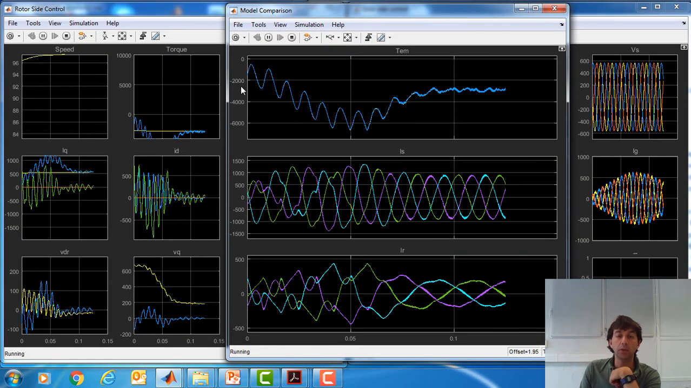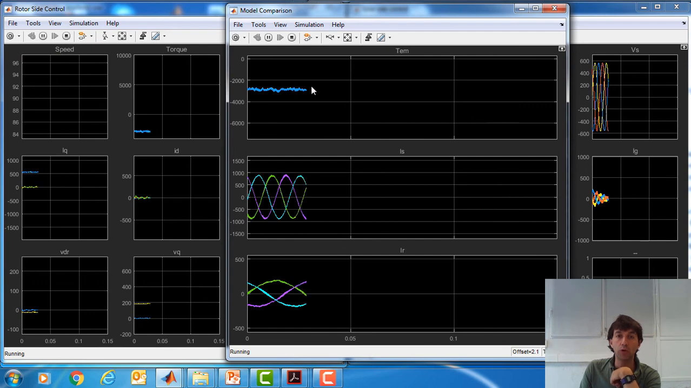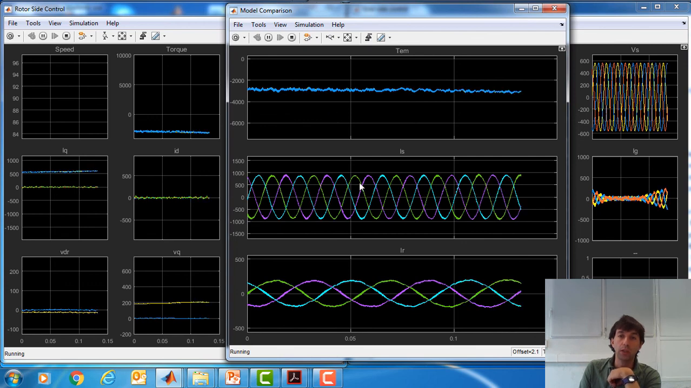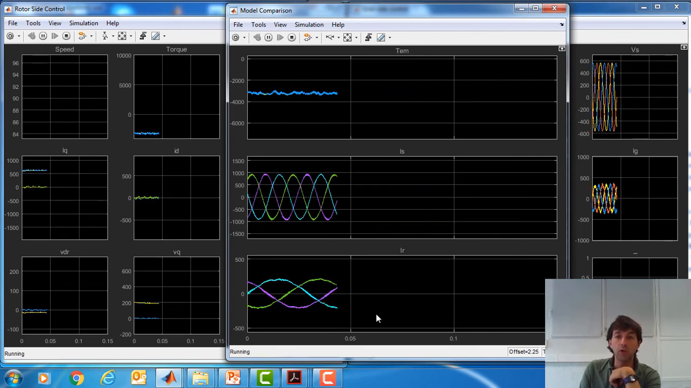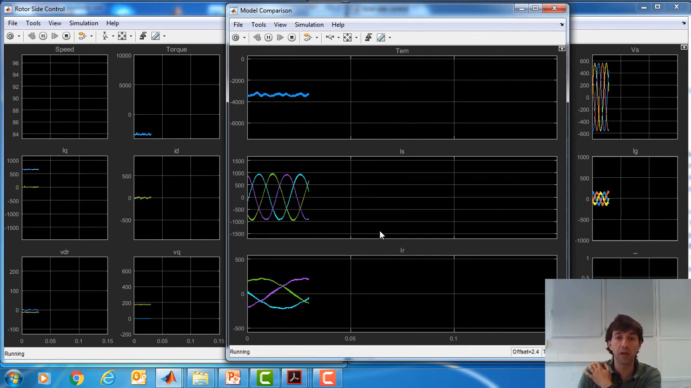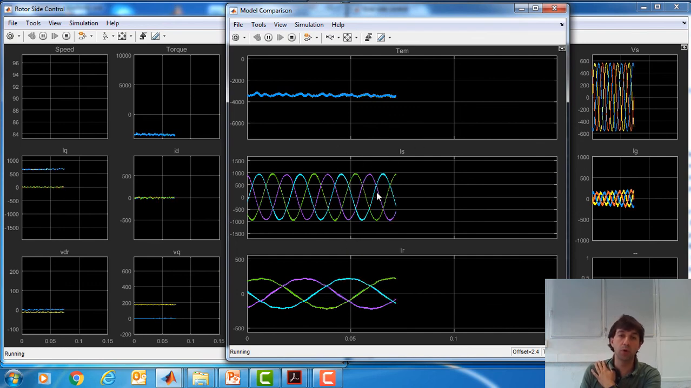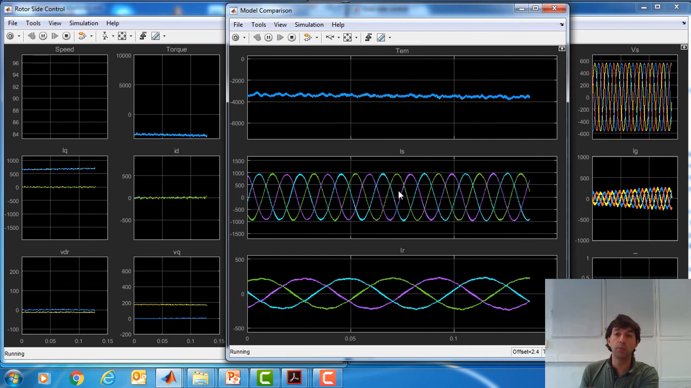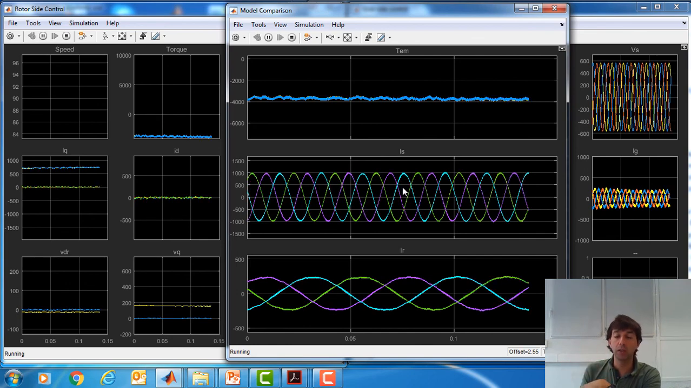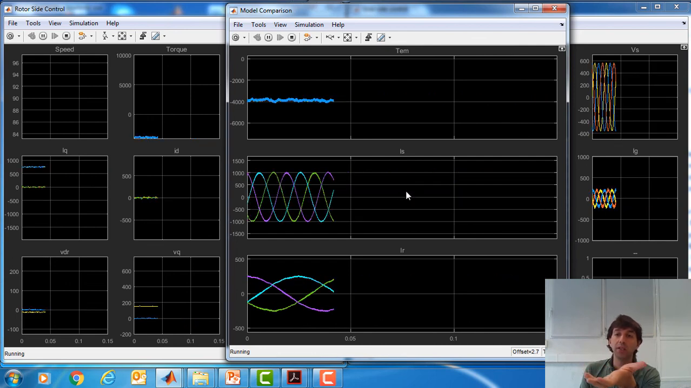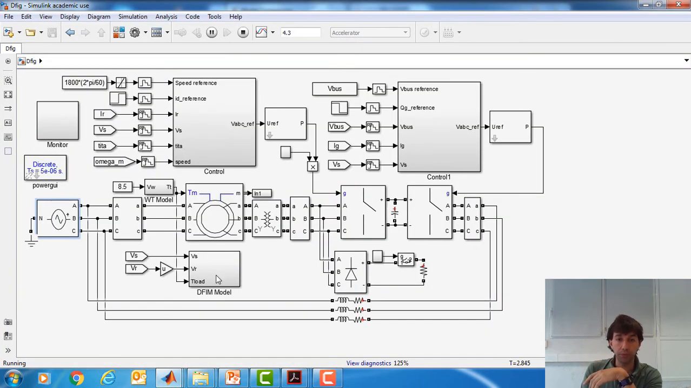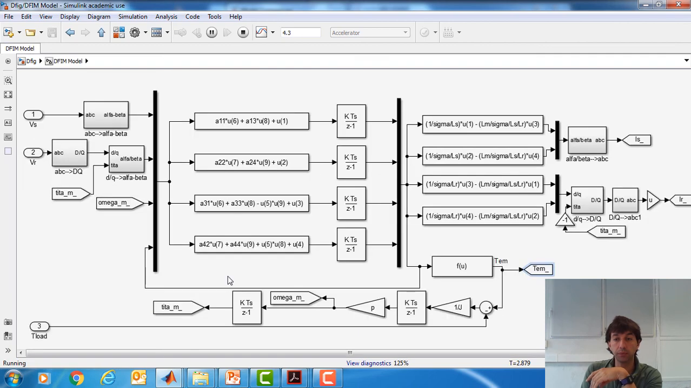We are comparing torque, both torques of the simulating model and our own model, the stator currents in ABC and the rotor currents in ABC. So here we can see that all these variables that we are comparing are superposed. Therefore, it seems that both models are equivalent or are the same. The one that is provided by Simulink, by the SimPower library, and the one that we have been developing. This one in here. Okay.